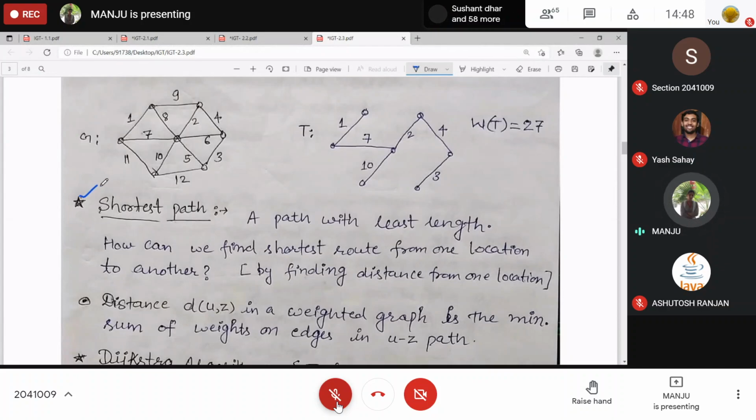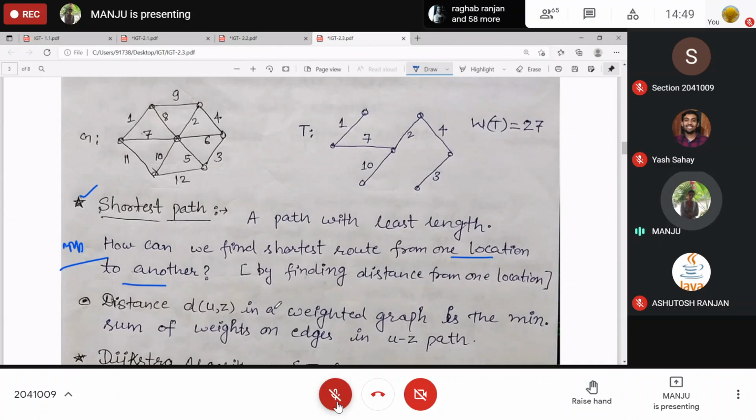Then we discussed shortest path. Shortest path is a path with minimum length. Okay? A path with minimum length, but according to the weight of edges, right? Here, weight matters. So how can we find the shortest route? It's the application of the shortest path from one location to another location. We want to find the shortest route by finding the distance from one point or one location, right?